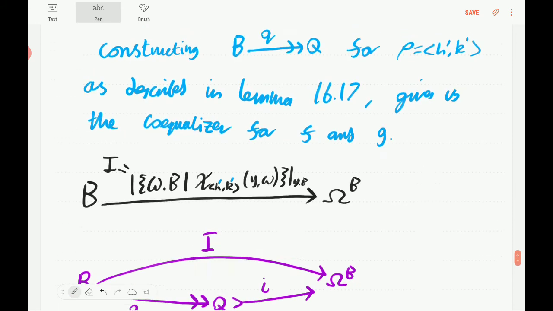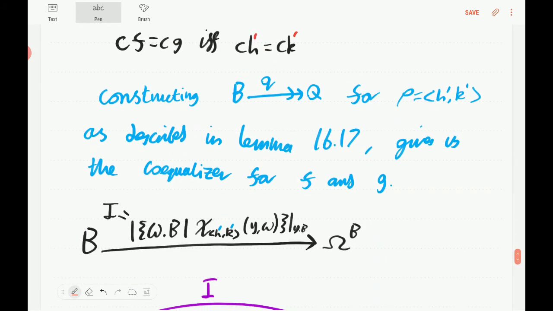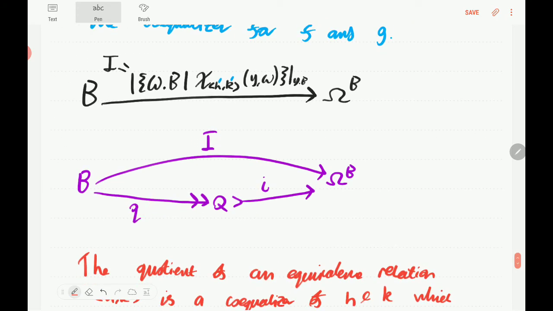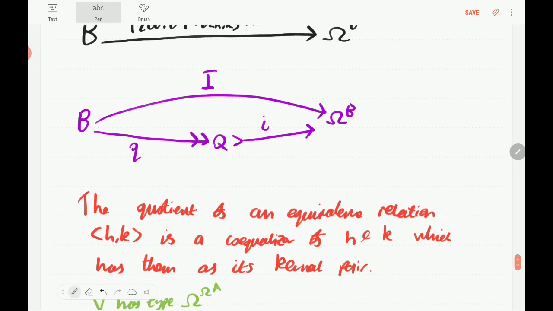So if you like, we can form this I here once again, which is the interpretation of the quasi-set of W such that chi of H dash comma K dash of Y comma W. This I is this arrow from B to omega to the power of B, and then if we do an epi-mono factorization of it, we get this Q, and this Q is going to be the co-equalizer that we're looking for.